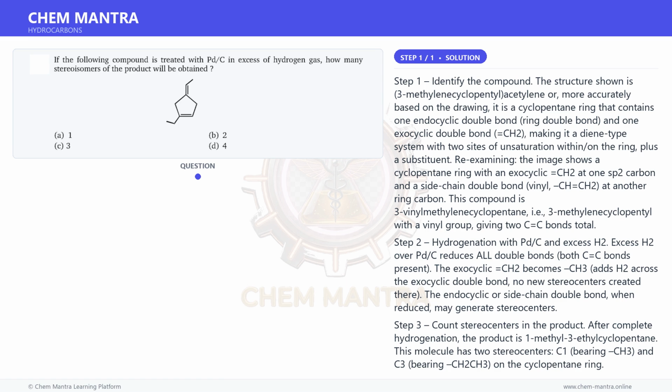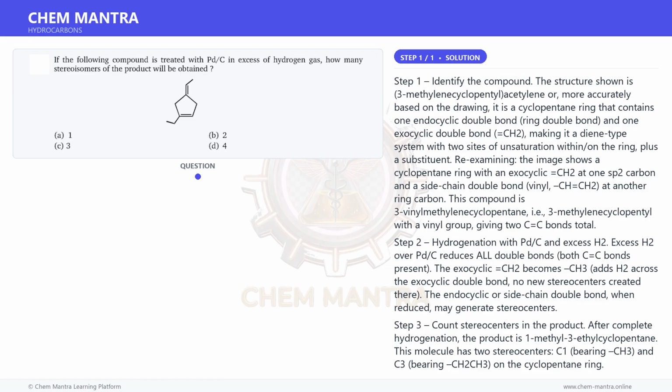Step 3. Count stereocenters in the product. After complete hydrogenation, the product is 1-methyl-3-ethylcyclopentane. This molecule has two stereocenters, C1 bearing CH3 and C3 bearing CH2CH3 on the cyclopentane ring.